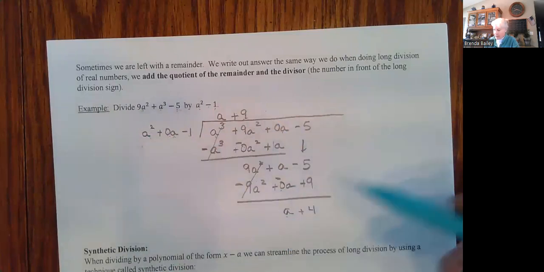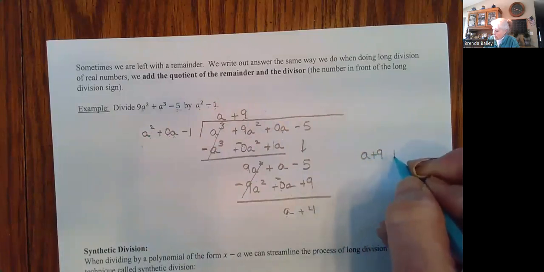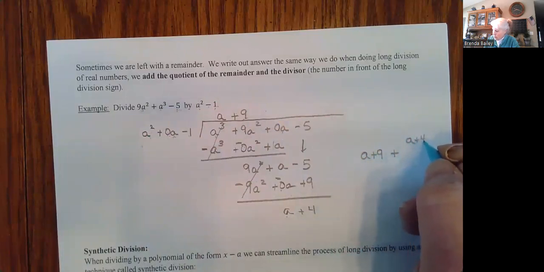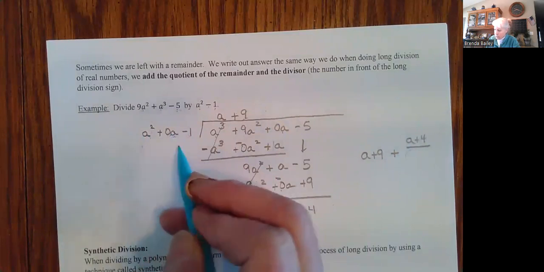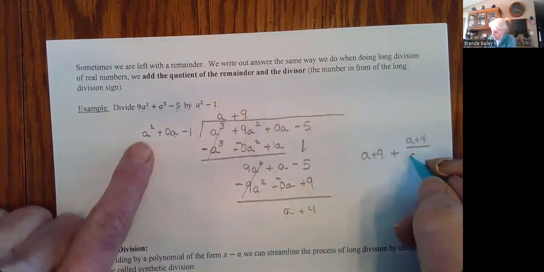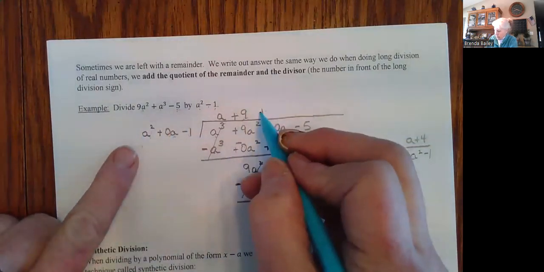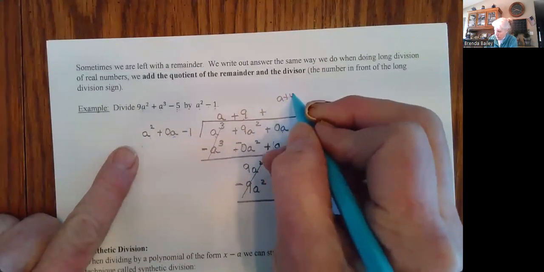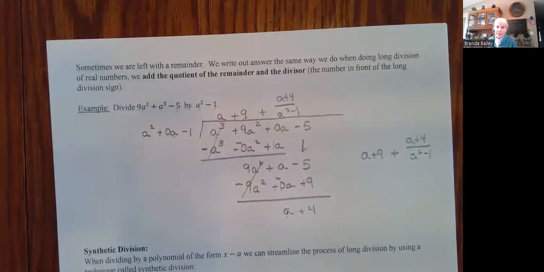So how do we write this? We would write it as a plus 9 plus a plus 4 over the denominator. When you do the denominator, you don't have to include that 0. You can just write the a squared minus 1. There you go. So you just put plus this over that. All righty. So that's all for long division. If it's still confusing, let me know and I can help you out.